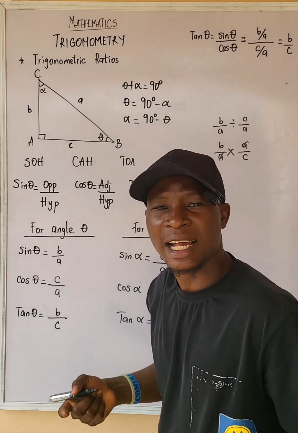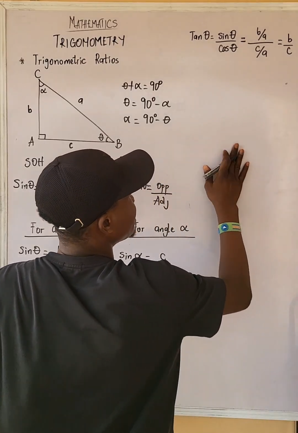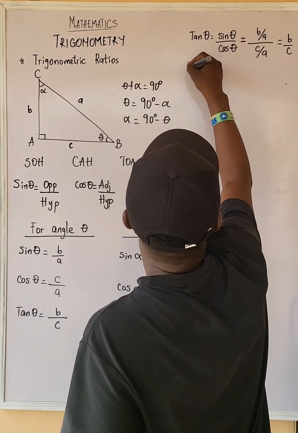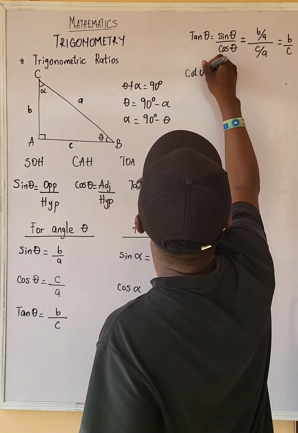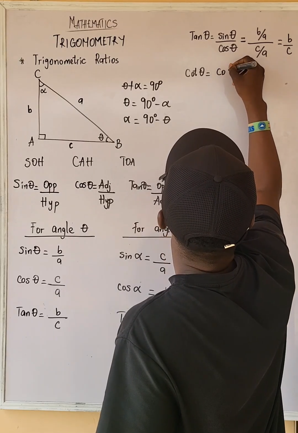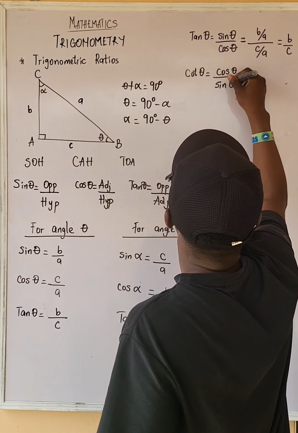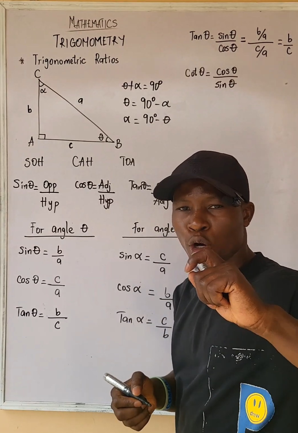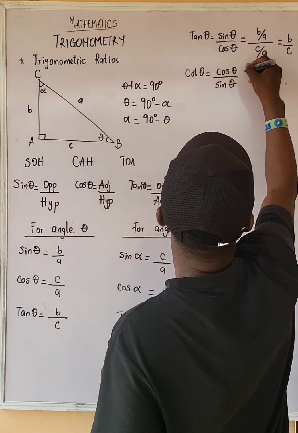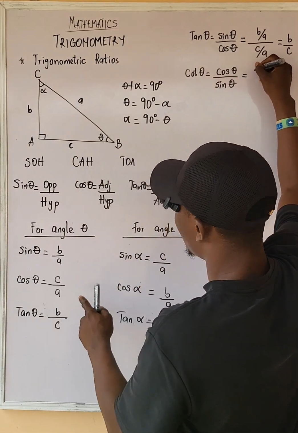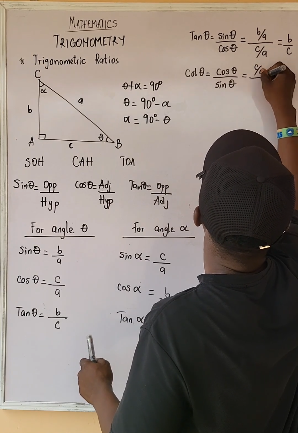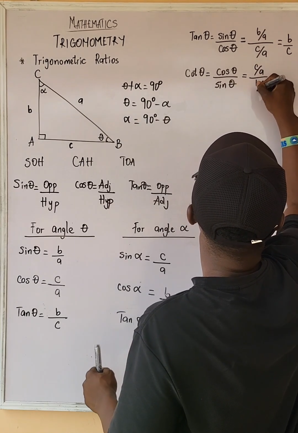So another way to write tan theta is what? It can simply be sin theta over cos theta. Now, what about cot theta? Another way to write cot theta is cos theta over sin theta. What is our cos? Our cos is C over A. Then what is our sine? Our sine is B over A.